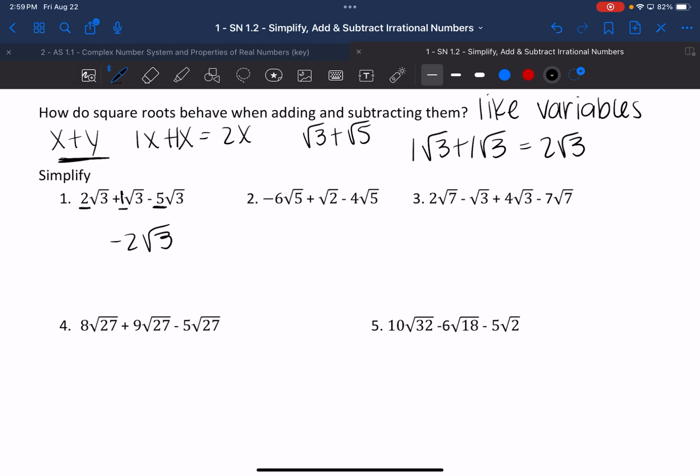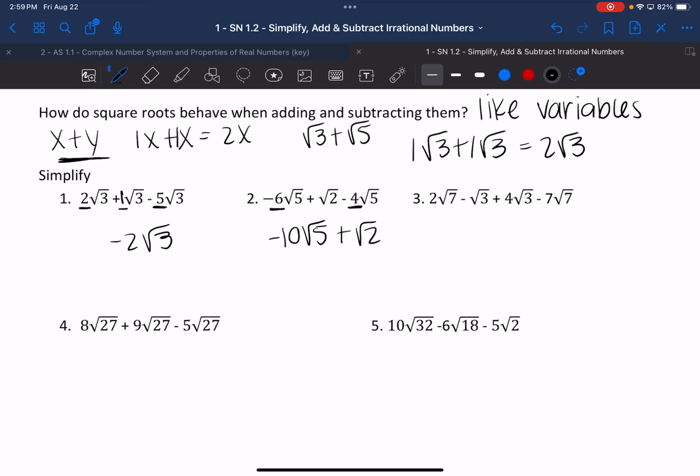Okay? On number 2, are they all the same? No. Are any of them the same? So the ones that are the same, I'm allowed to put together. Okay? So we got a negative 6 and a negative 4 as those coefficients, right? So altogether that would be negative 10 root 5 plus square root of 2. Very good.